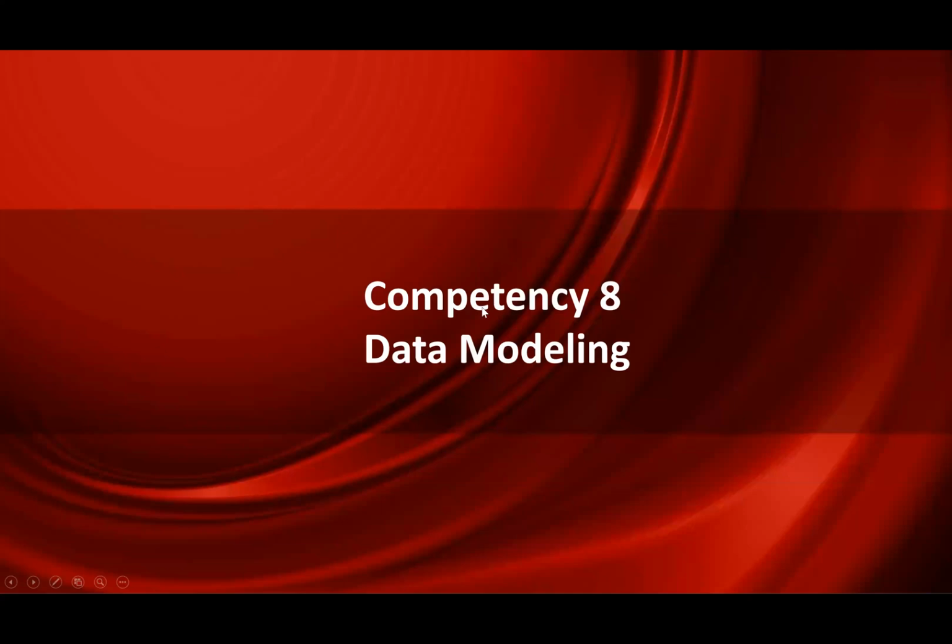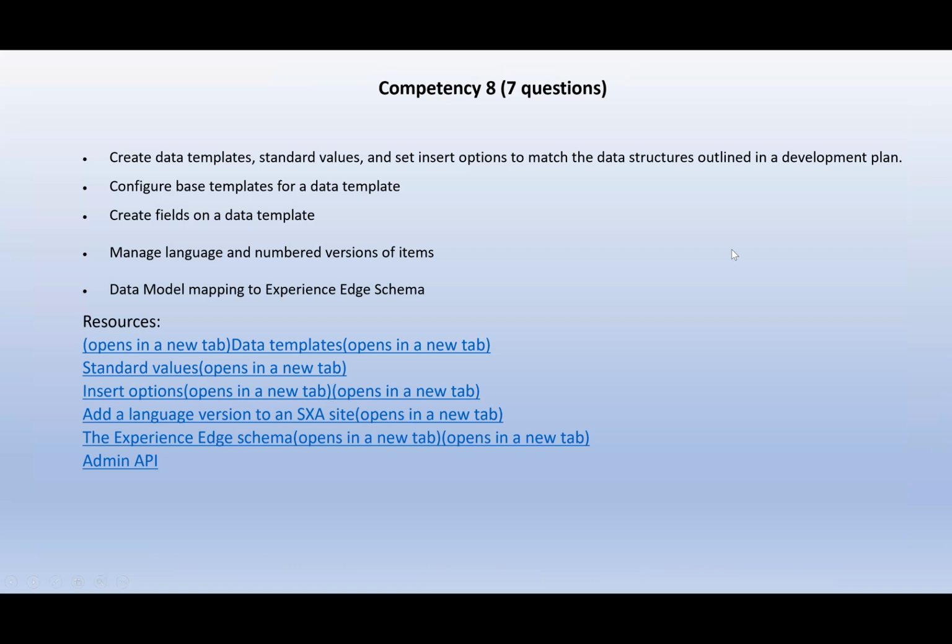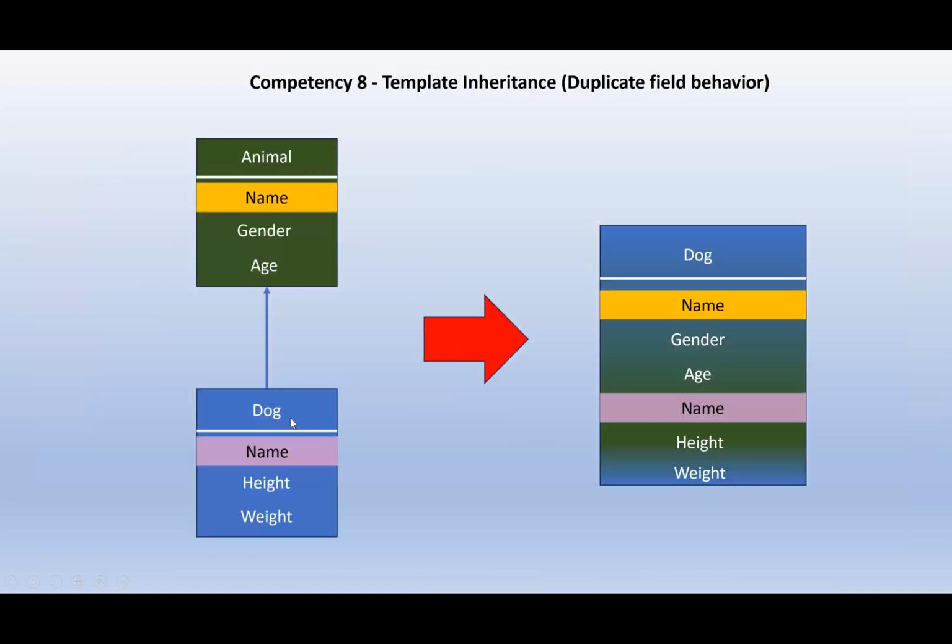The last one is data modeling. It's all about templates and insert options. If a field is present in a base template and is also present in a child template, what happens? That's something you need to be clear about. It is duplicated mainly in case of inheritance. When you create it in an existing template, it will throw an error. But if it is part of a base template, it creates a duplicate field.